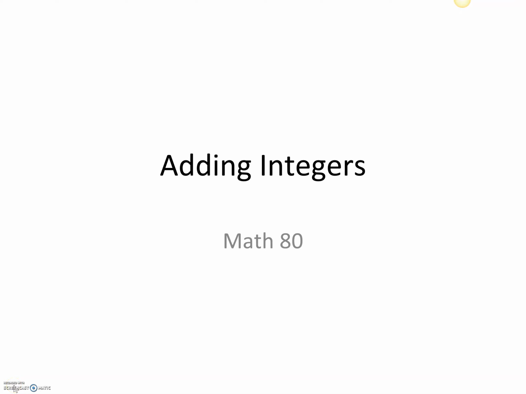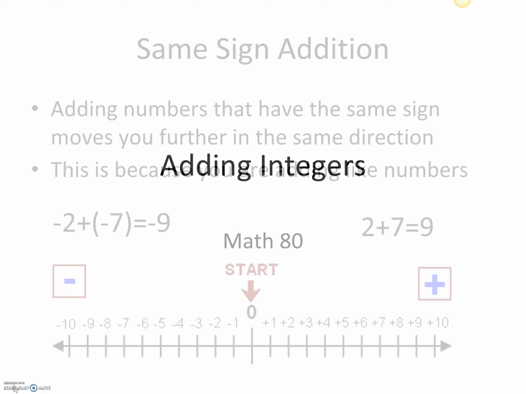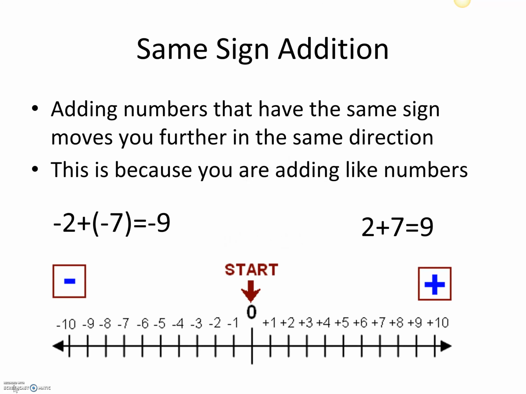Today we will be discussing adding integers. If you recall from the last lesson, integers are whole numbers and their opposites. So in other words, today we're going to be adding positive and negative numbers. There are two types of addition.